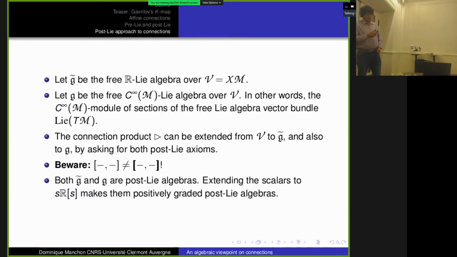Okay, so there's a last trick. If you extend the scalars to the polynomials without constant terms, you make these objects positively graded. And extending the scalars to this, it basically means that you consider infinitesimal scalars. When I was in Mulhouse, I said to people it's a kind of non-standard analysis for algebraists. So, in more rigorous terms, it permits you to manipulate formal series without taking care of convergence.